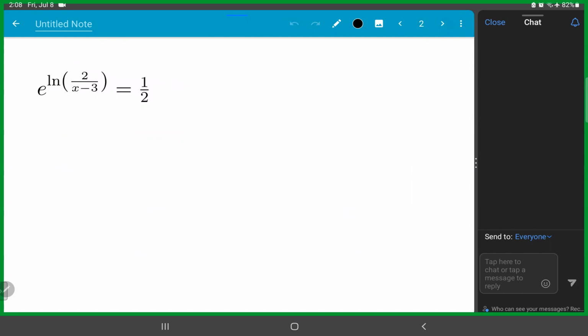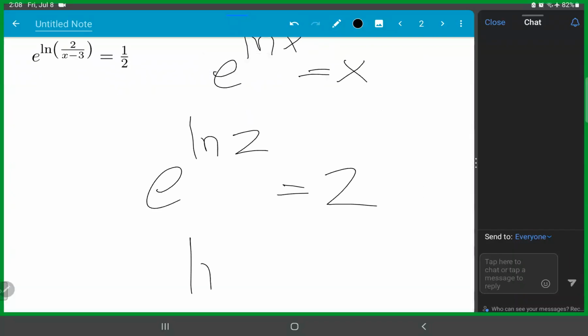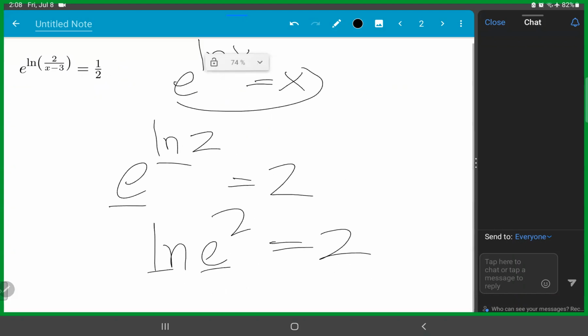Okay, and then also you need to know that e to the ln x is x, as I've already written a while ago. So for example, what is e to the ln of 2? If you use your calculator, it will just give you 2. What is ln e squared? That will also be 2. e and ln undo each other. We'll apply this one here.